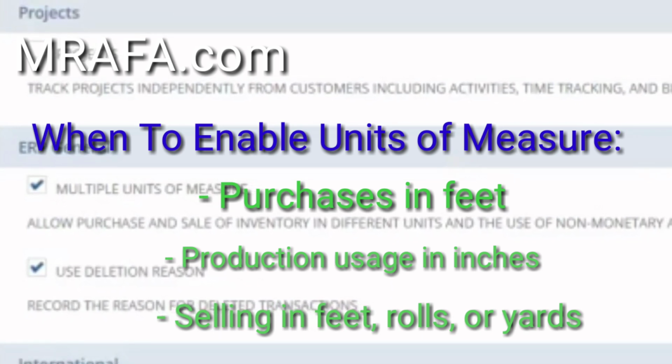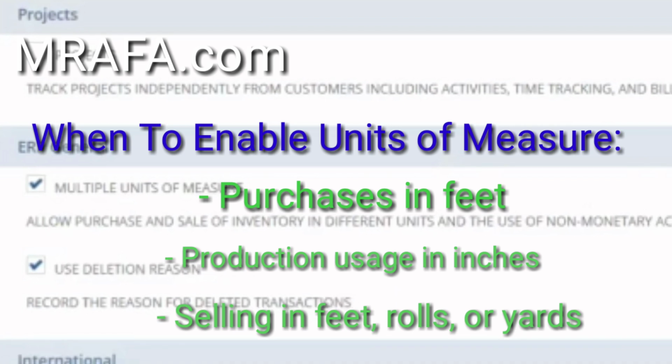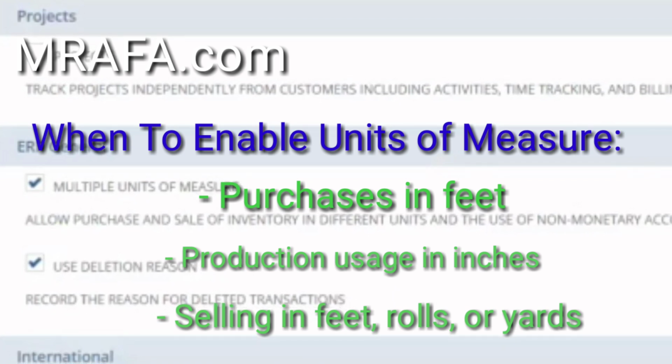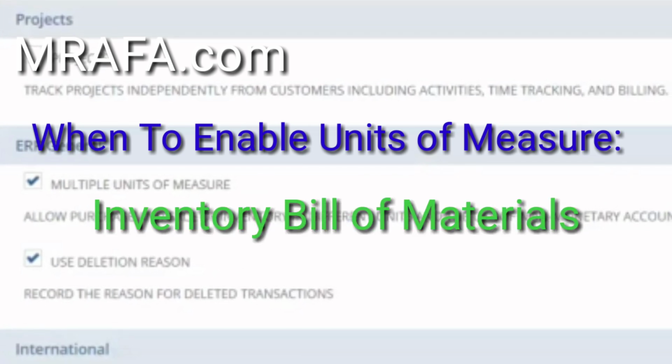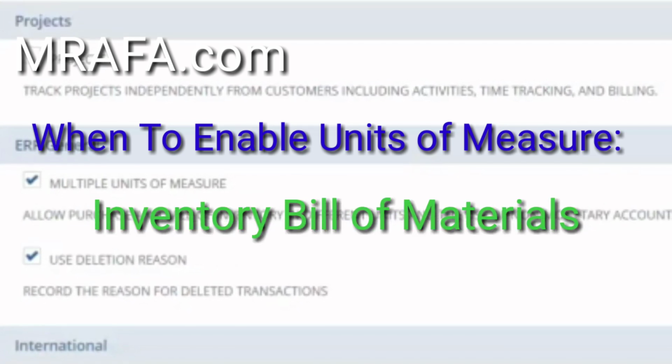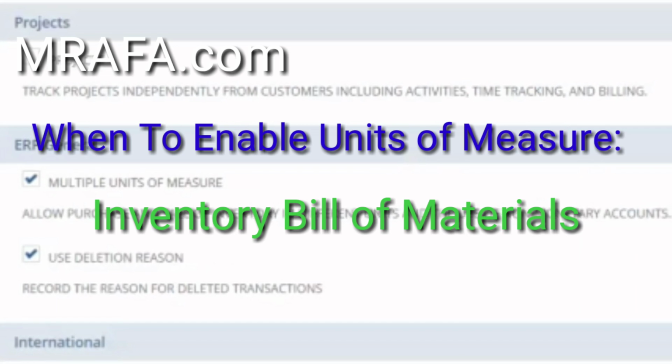In this option, it will let you set up a default quantity or conversion for each unit of measure. And this will be really beneficial for your inventory tracking, especially on the bill of materials.